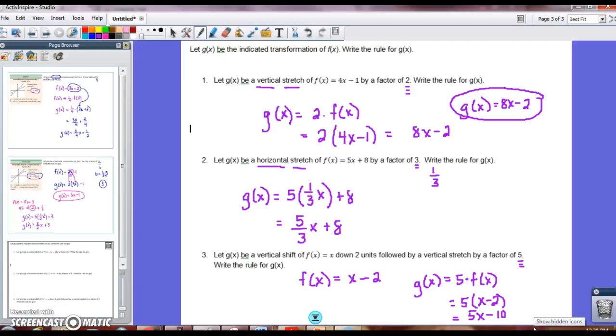So those are some examples of how to do a vertical stretch and compression versus horizontal stretch and compression. The problems for the assignment are very similar to this, so make sure that you understand what's going on in the video before you do the assignment.